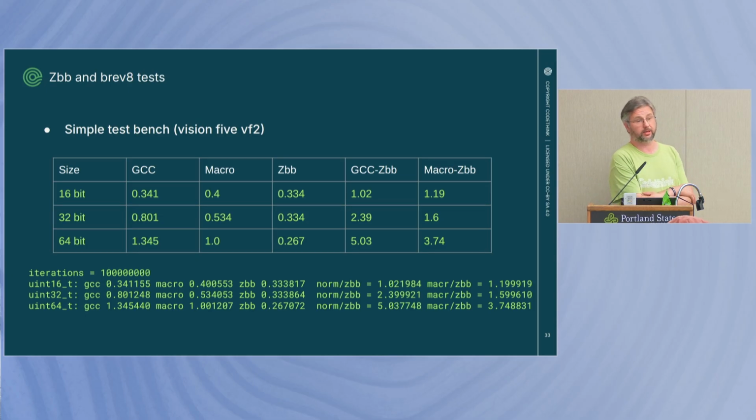So we did a quick test bench of the BREV 8 on a Vision 5 board. Turns out for the UINT 16 it's not actually that much faster. The code is really similar. For 32 and 64-bit, it does make quite a big improvement. Whether this is going to be as big an improvement in the kernel, because it's going to use the alternative framework, that's going to be interesting to see. But this is a really simple test bench, just doing tests in user space.